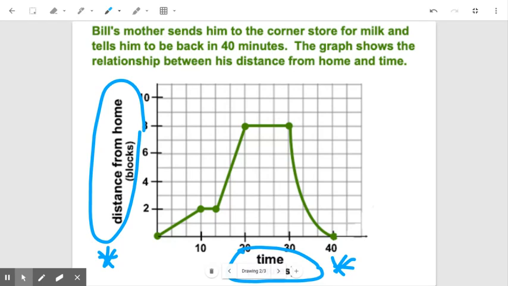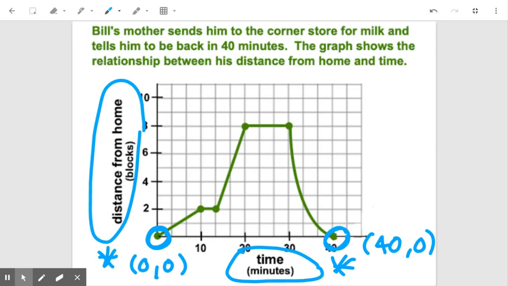So now let's just talk about what the graph represents. This right here is the point (0, 0). That means at 0 minutes before he started, he was 0 blocks from home. He was at home right here. Likewise, down here, this shows me at (40, 0). At 40 minutes, he was back home. He was 0 blocks from home, which means he was at home. So now as I look at this, I can kind of analyze what's going on. From here to here, I would guess that maybe Bill is walking home. Okay, so this might be a walk home section.